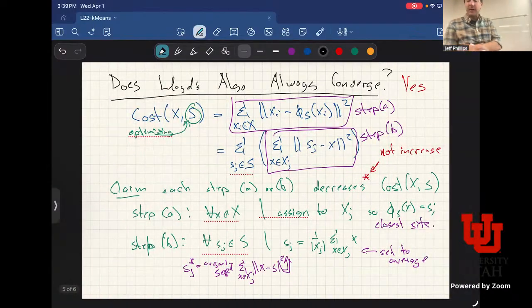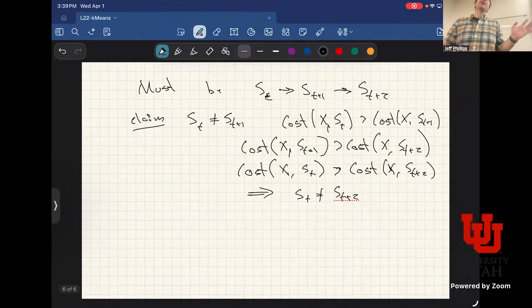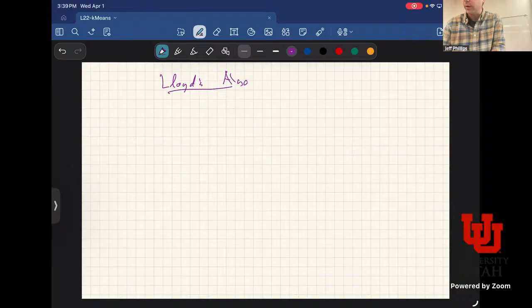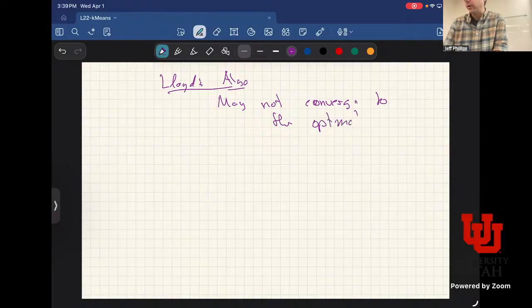So if I go back to this question, does Lloyd's algorithm converge? Yes, it converges, but does it converge to the optimal solution? The answer is that no, it does not converge to the optimal solution. Or not, it might, but it doesn't have to. So Lloyd's algorithm may not converge to the optimal solution. So it converges, but not necessarily to the optimal solution.